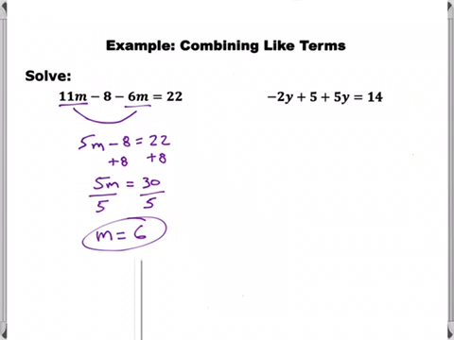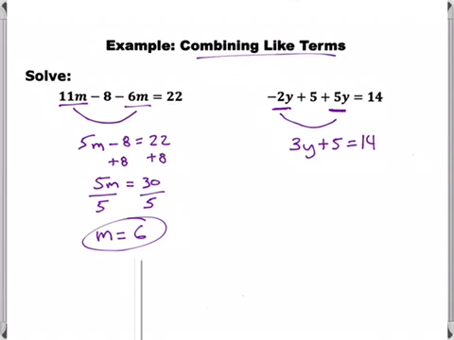The second equation, you get 2y plus 5 plus 5y equals 14. You need to combine like terms here as well. So we take the negative 2y and the positive 5y, combine those together, so negative 2 and 5 becomes 3, so 3y plus 5 equals 14.